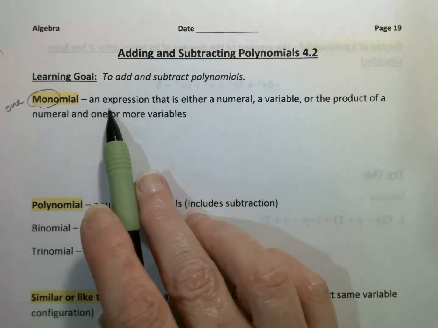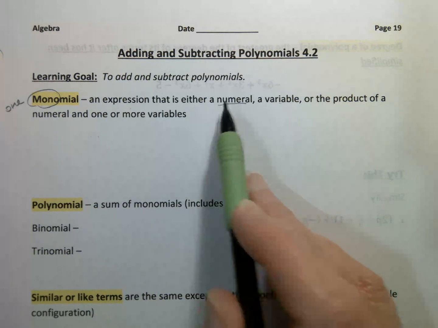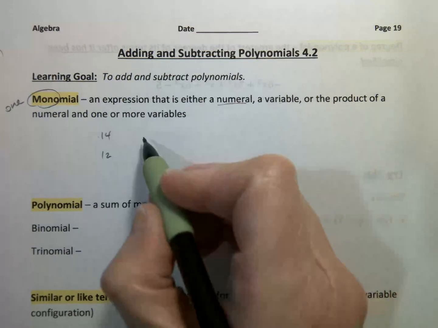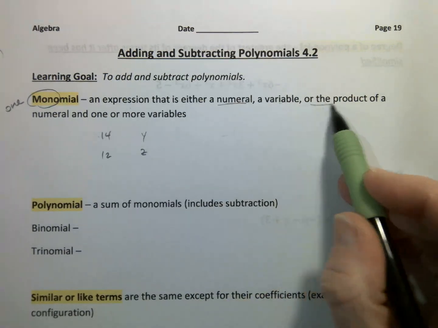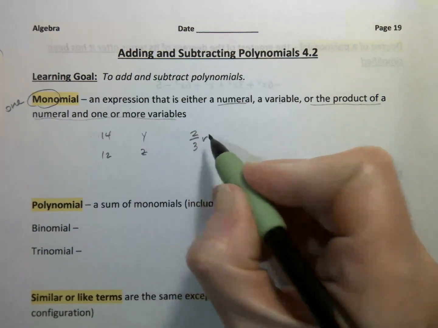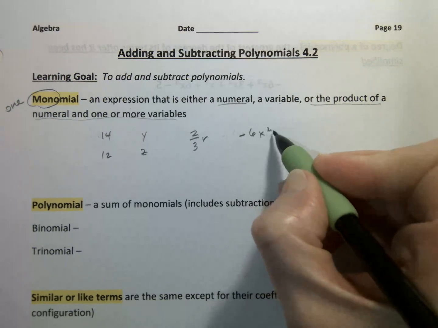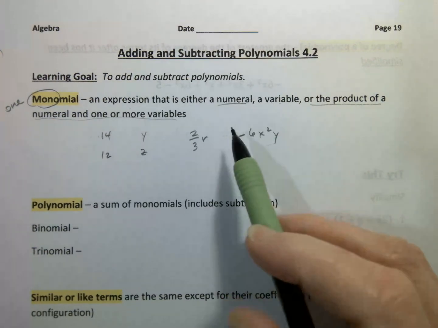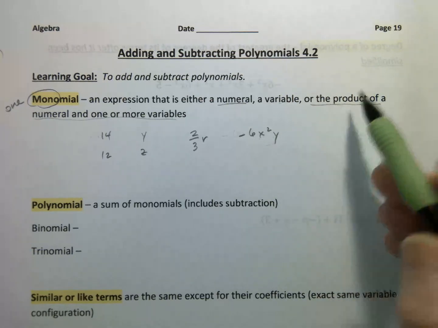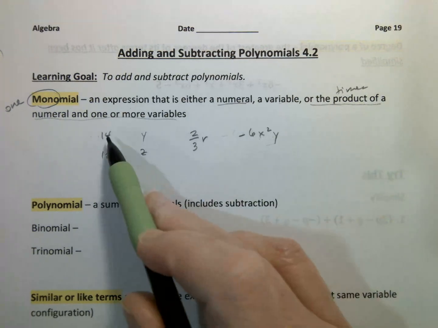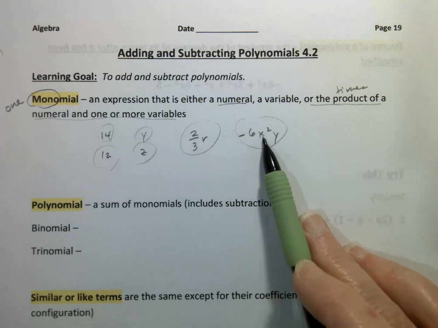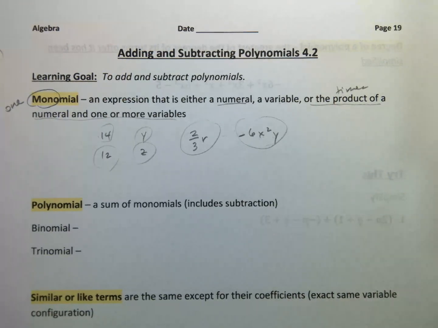So a monomial is an expression that is either a numeral. So a numeral might be like 14 or 12. Those are numerals. A variable, that could be y or it could be z, or the product of a numeral and one or more variables. So that could be like 2/3 r or -6x² y. These are all products. 2/3 times r, -6 times x² times y. So product means times. So each of these are considered to be monomials. They're one lump. Okay, so anytime we're multiplying stuff together, we can treat it as one lump.